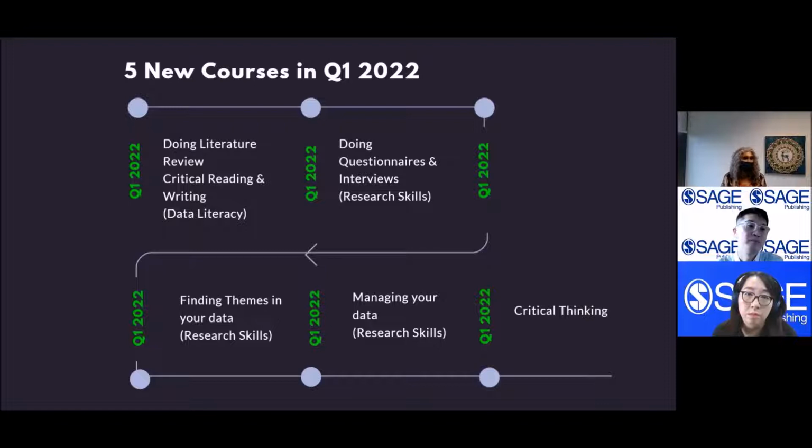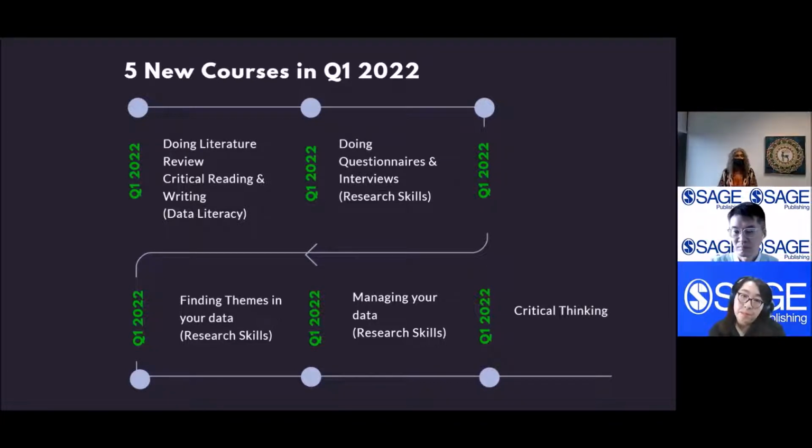How do you read critically and write? So this is about data literacy. Then how do you actually do questionnaires? So in SAGE research methods, again, you find that it can tell you how to set up. But this is giving you a step-by-step way of doing questionnaires and interviews. What kind of questions should you be asking if you are doing a certain kind of research?